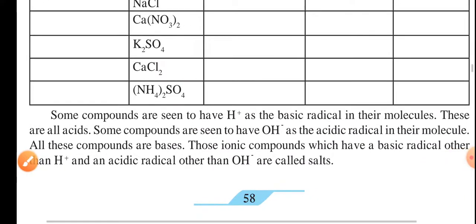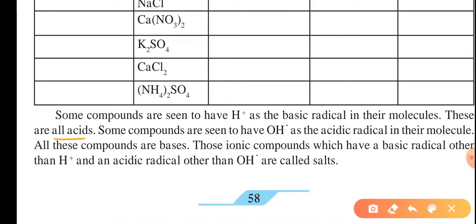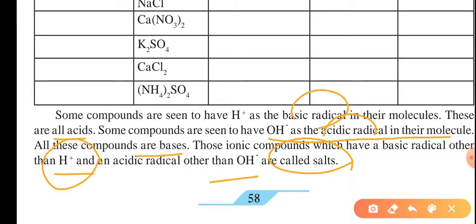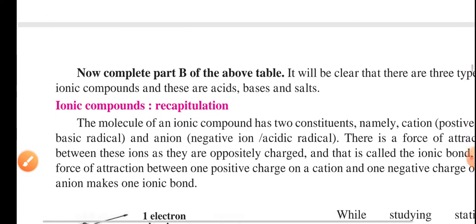The substance which gives H as a basic radical in its molecules is called an acid. And the substance which gives OH as an acidic radical in its molecules is called a base. What is this acidic radical and basic radical? I will explain later on. Next, a substance that gives neither H plus ions nor OH minus ions is called a salt. Salts are not giving H plus ion, they are not giving OH minus ions.